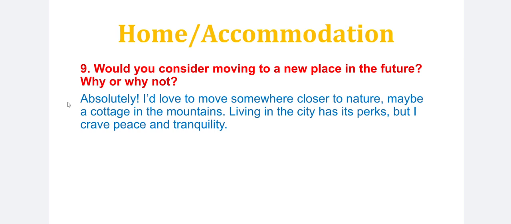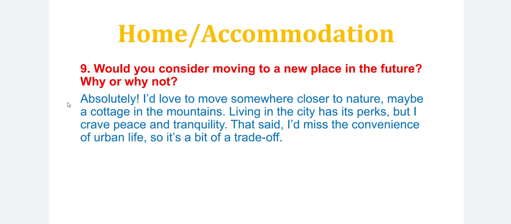So I have told the examiner that yes, living in the city has its perks, its advantages, but I like peace and tranquility. That said, I'd miss the convenience of urban life. So it's a bit of a trade-off. So I have to trade off some things, like it's something I have to give up in order to achieve something. It's sort of a give and take type of relationship. So you have to give up something in order to get something or achieve something.